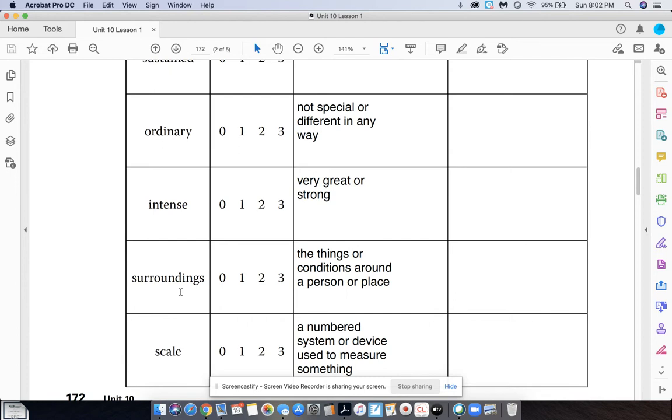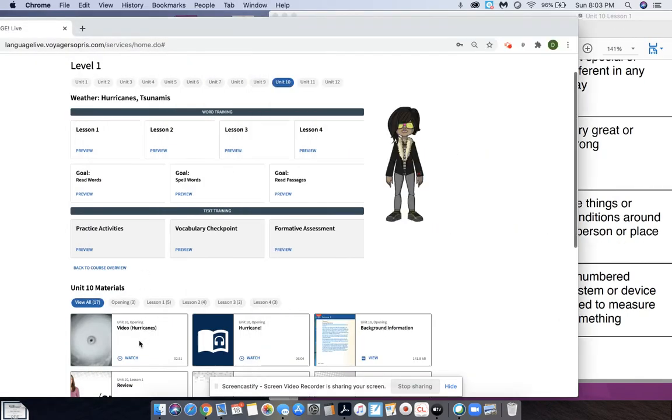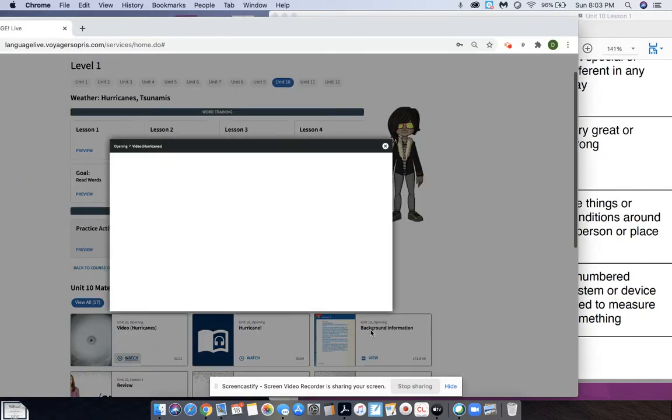Surroundings means the things or conditions around a person or place. So your surroundings are your home. Scale, in the context of this text passage, means a numbered system or a device used to measure something, and in this case, it's measuring wind speeds on hurricanes. And we are going to watch a short video to build some background knowledge about hurricanes.